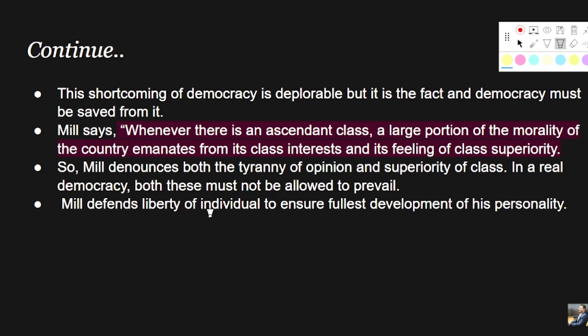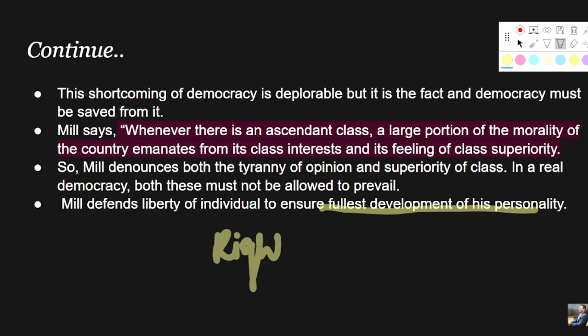Mill defends the liberty of the individual to ensure the fullest development of his personality, right? So Mill again is advocating the idea that liberty is the basis, right? Even in our Indian constitution, we have the right to liberty.